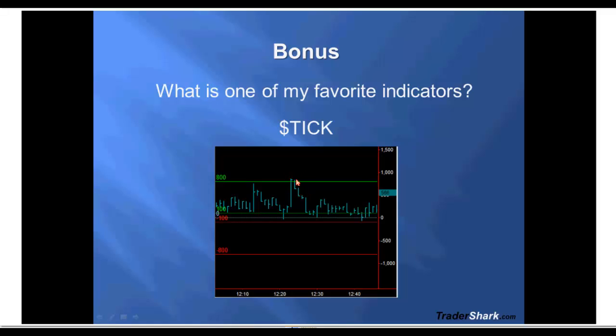So the first pop above plus 800, you would try to short the market, or you're looking for a shorting opportunity. The second time, you're looking for a reason to carry through and go with it, because now they're coming in force. Same thing to the downside. If the tick chart pops below the minus 800, the first time is an opportunity to fade the market; the second time, go with it. Pretty cool? I've got another bonus if you want, but I'm not going to go there for now.